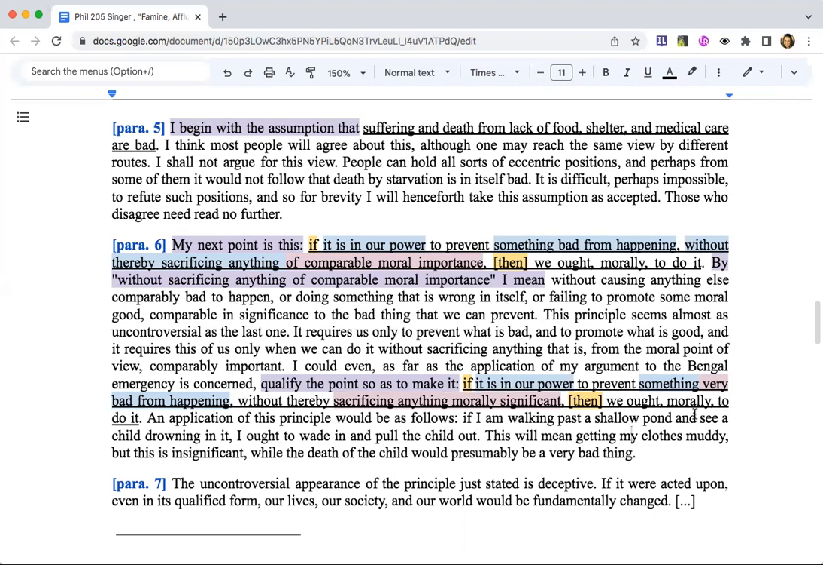What I mean in this case is which one requires more of you? Let's call the stronger principle the one that requires more of you, and the weaker one the one that requires less of you. Which of these two moral principles, call this number 1 and this one number 2, requires more of you? The answer is this one. Whenever it's in your power to prevent something bad from happening, and it doesn't require that you sacrifice something comparable.